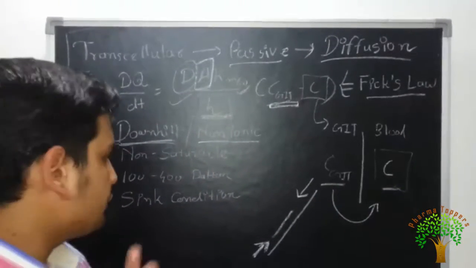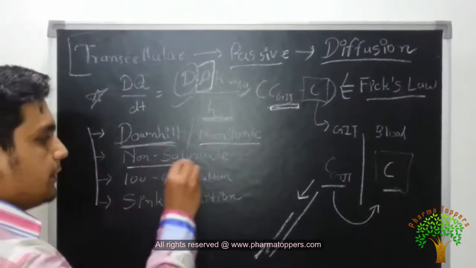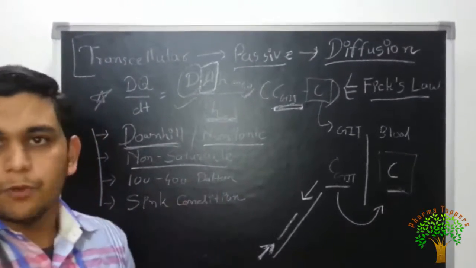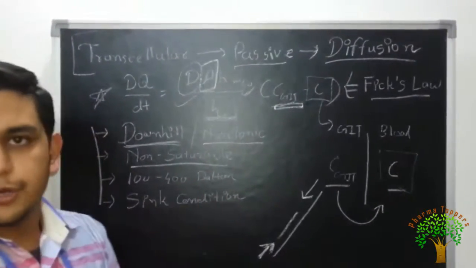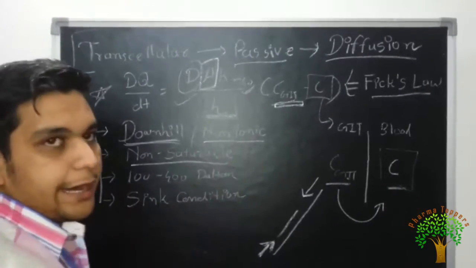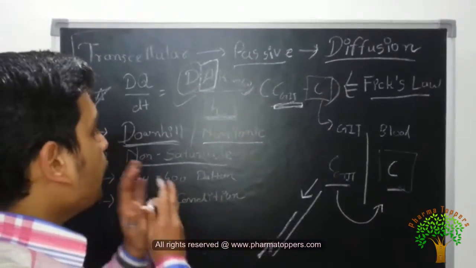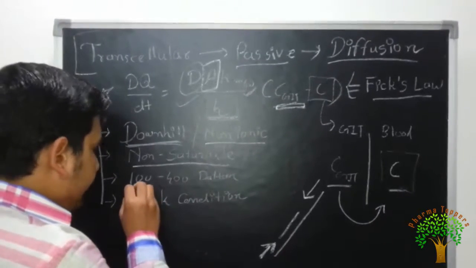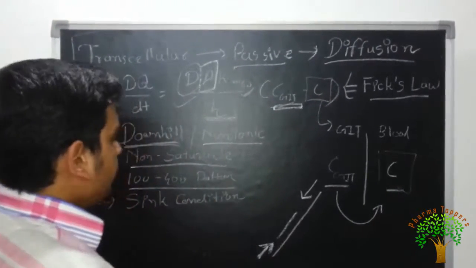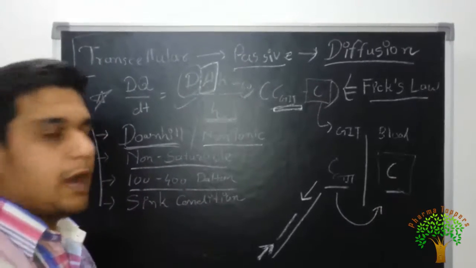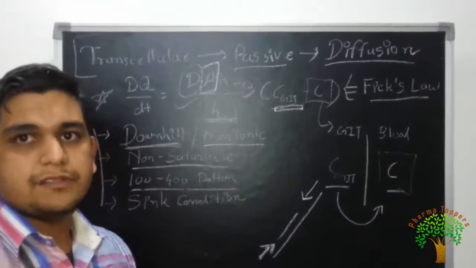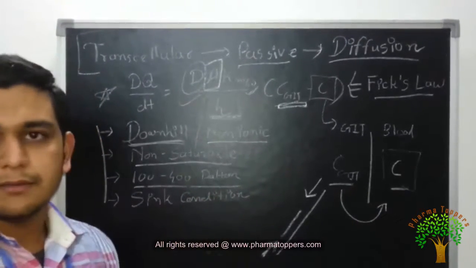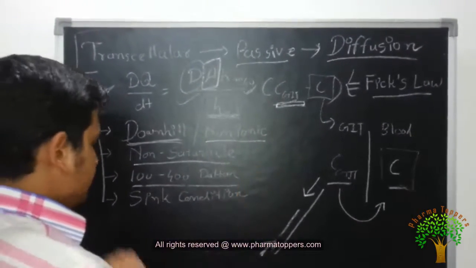Non-ionic molecules will pass through it, and it is non-saturable. In case of active transport, you know that some carrier molecules are there, so it will be saturable and it will follow mixed order kinetics, while here it only follows first order kinetics, and the limit of molecular weight which can pass through is 100 to 400 Daltons. However, a drug like cyclosporine, having a molecular weight of 1200 Daltons, can easily pass. There are some exceptions.